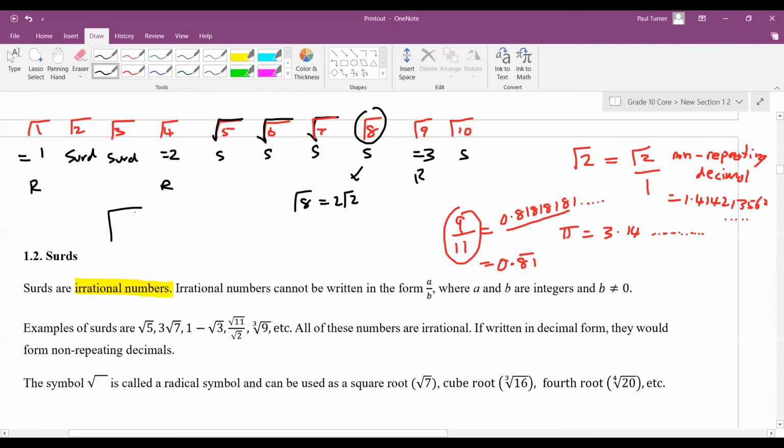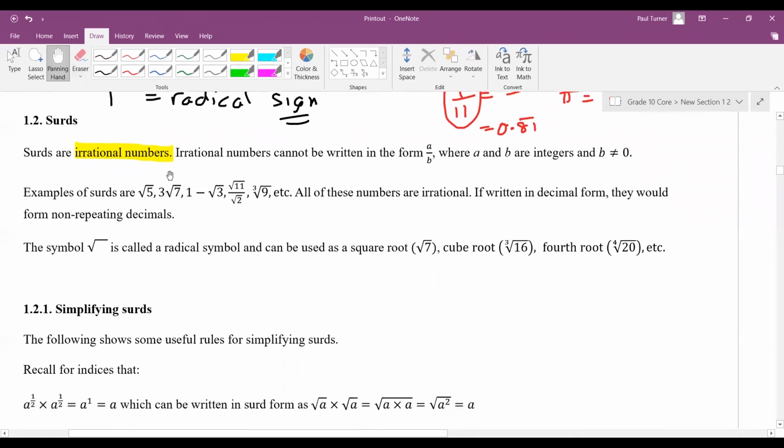Okay, so if you can take a root and get a whole number, it's not a surd. And this sign is called a radical sign. I'll just tell you that now. That's further down here somewhere. Okay, radical symbol, that's it there. So this symbol is called a radical. And these here are all radicals because they all have a root sign in them. So you could have square root 7, cube root 16, fourth root 20. These are all radicals. Okay. There's some more examples here of surds.